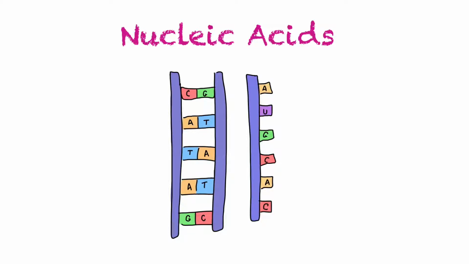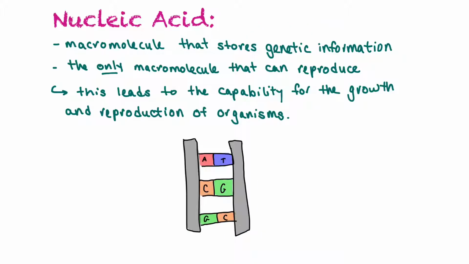So in this video, we're going to learn about nucleic acids, which are the molecules that store our genetic information. As I said before, a nucleic acid is a macromolecule that stores genetic information, and nucleic acids are the only macromolecules that can reproduce. And this leads to the capability for the growth and reproduction of organisms.